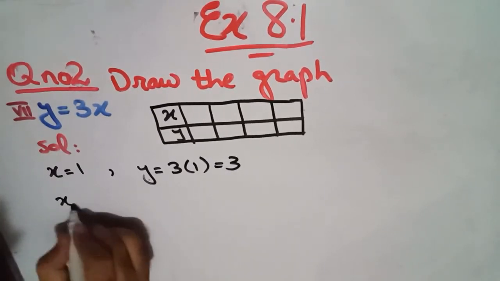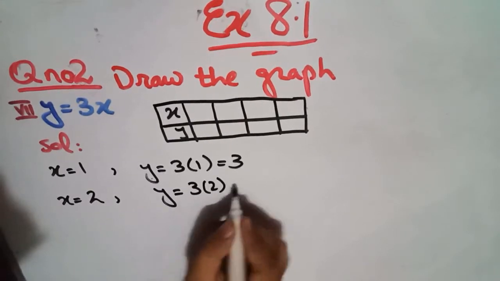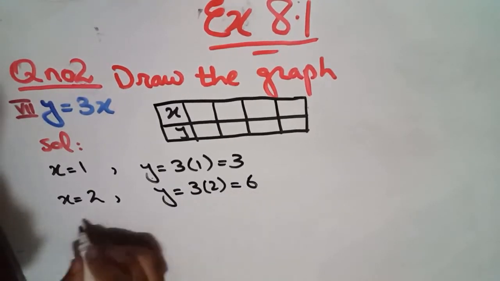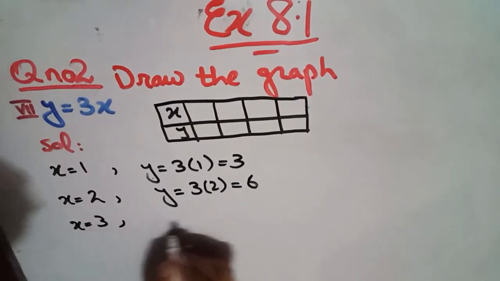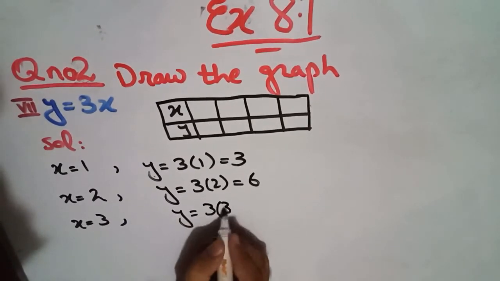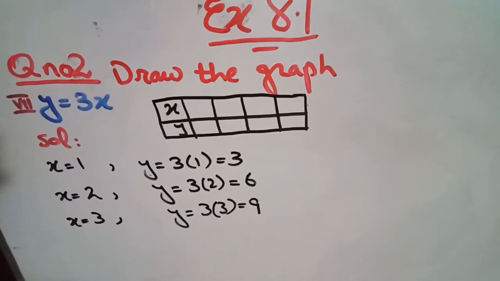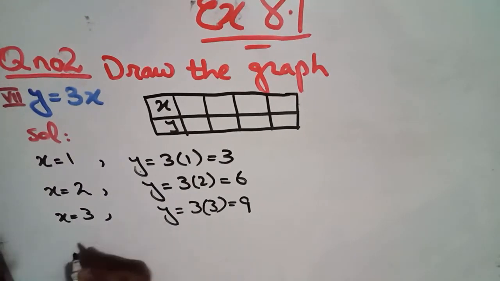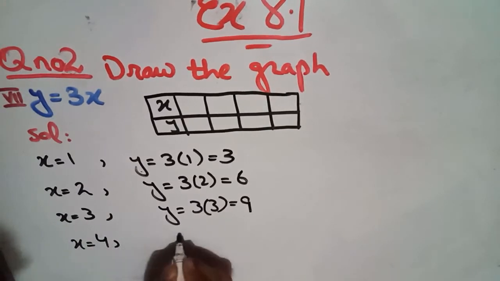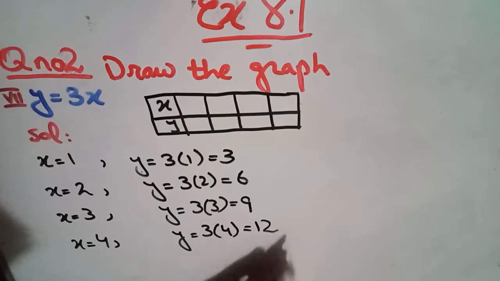Okay, when x is equal to 2, we will get y is equal to 3 into 2 is equal to 6. When x is equal to 3, we will get y is equal to 3 into 3 is equal to 9. Also, if x is equal to 4, y is equal to 3 into 4 is equal to 12. So there you have 4 values of x and 4 values of y.